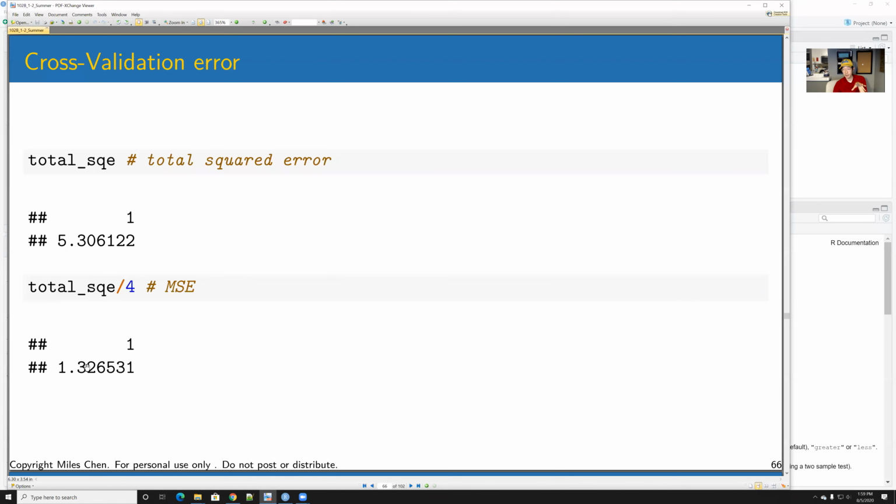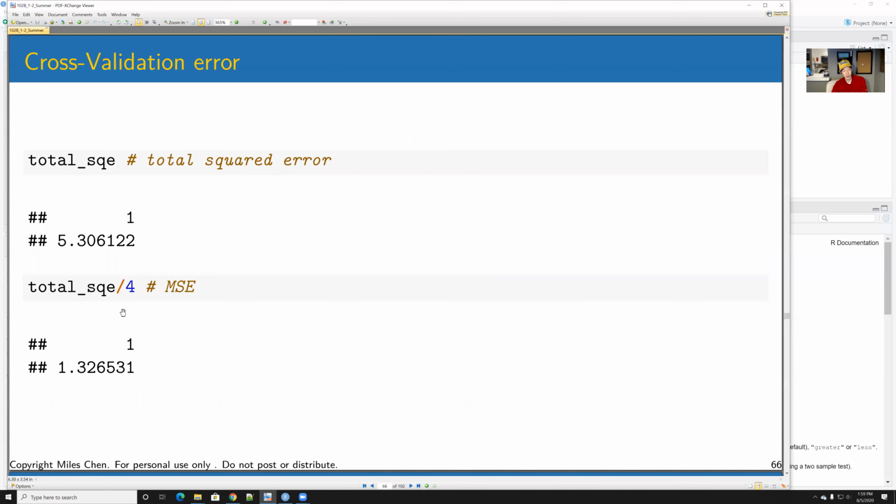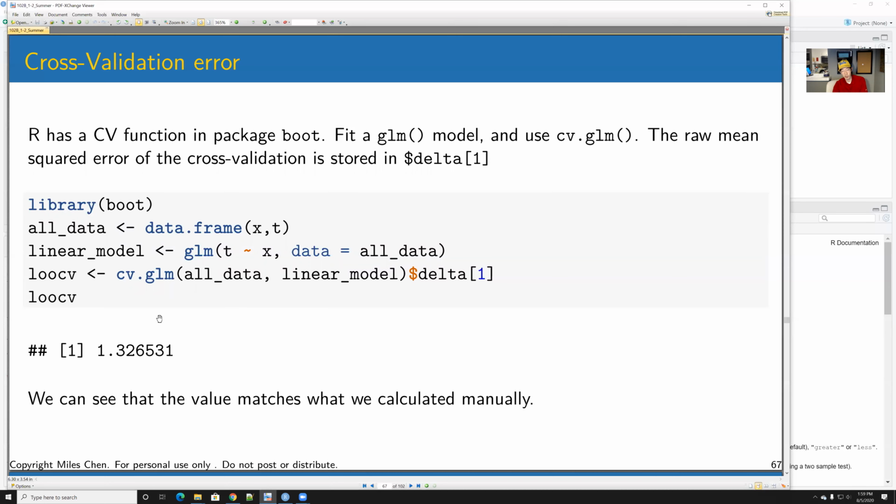This was how I did it manually. R has built-in functions that can do all of these things. Inside library boot, you can call cv.glm. GLM is generalized linear models, which can also fit regular old linear models. So I do the linear model, and then we do cross-validation on the GLM, and the cross-validation mean squared error is stored in delta 1. It gives us 1.326531, which is exactly what we found when we did it ourselves, added them up and divided by 4.